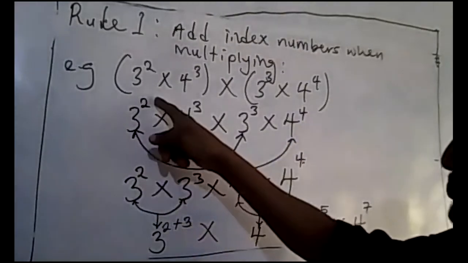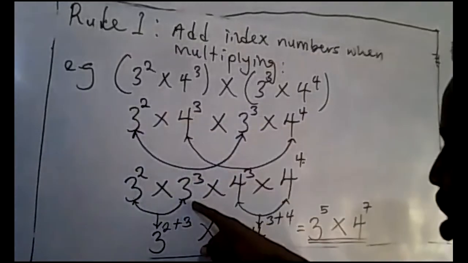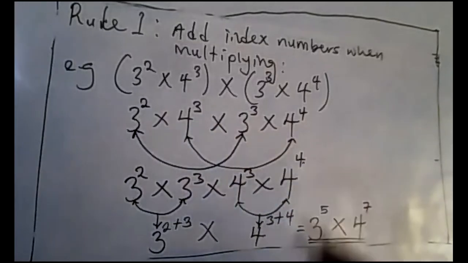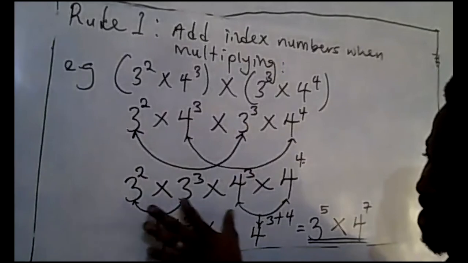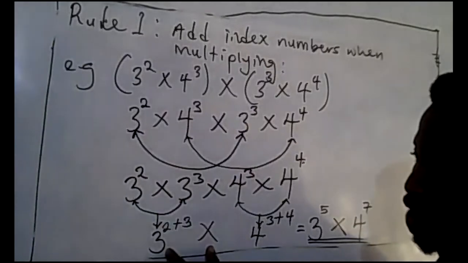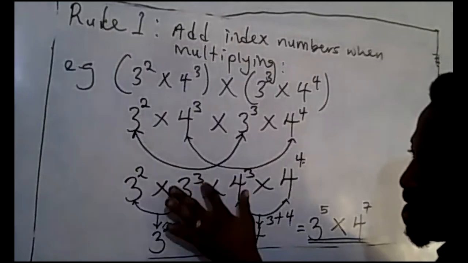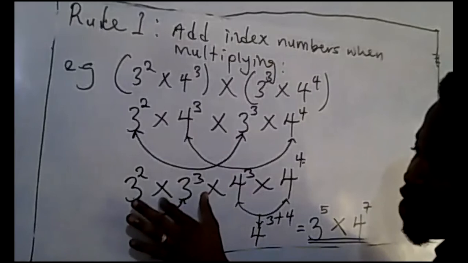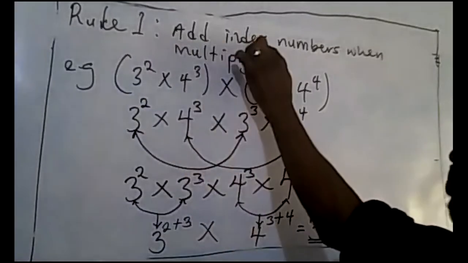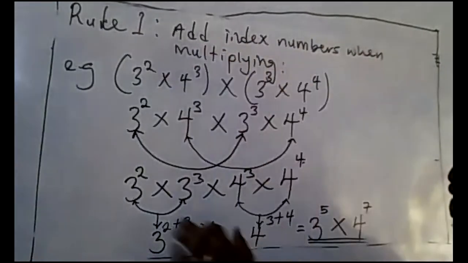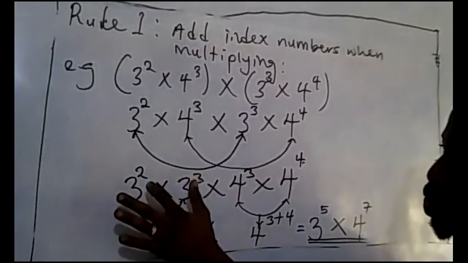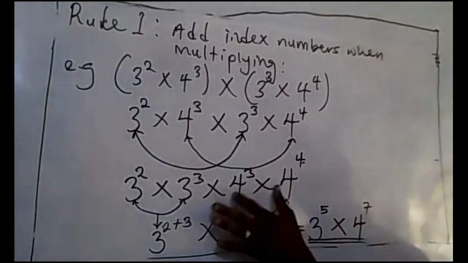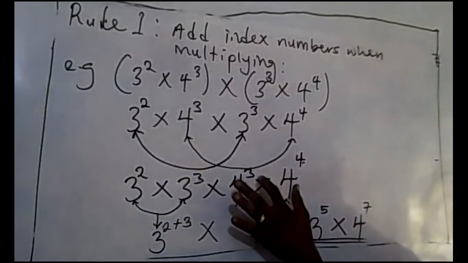So you now have 3 raised to power 2 times 3 raised to power 3 times 4 raised to power 3 times 4 raised to power 4. The bases are the same, like terms. So pick one and add the powers or index. You are adding the index or powers because the sign in between them is multiplication, and the rule says add up index numbers when multiplying. So because we are multiplying, we add up the powers. So we say 2 plus 3, which I have done here, times, do the same here. Pick one of the base, 4, add up the powers, 3 plus 4.